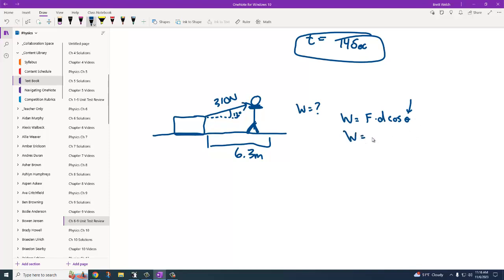So here the work would equal our force of 310 newtons times the displacement of 6.3 meters times the cosine of the angle between the displacement, which is straight to the right in a horizontal direction, and the force vector, which is 12 degrees above horizontal. So that would be a 12-degree incline.